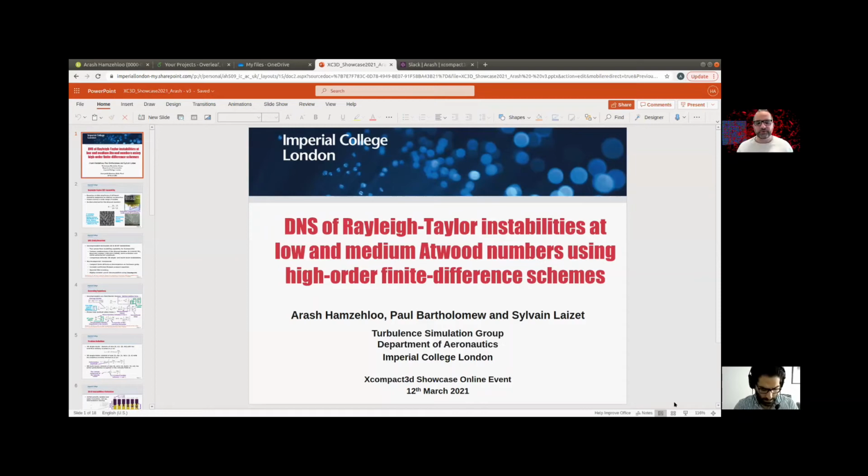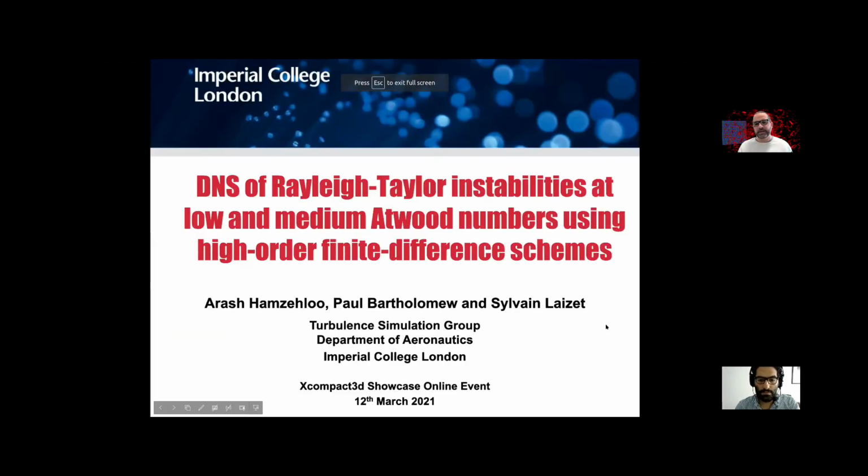First presentation for today's showcase event is by Arash, and as you can see, Arash is working with us here at Imperial College London in the turbulence simulation group. I thought it would be nice to start with Arash because this is a brand new software development that we have done in the last couple of years by Arash, and also a lot of work by Paul Bartholomew, who is now working at Edinburgh, but he was working in our group for a couple of years.